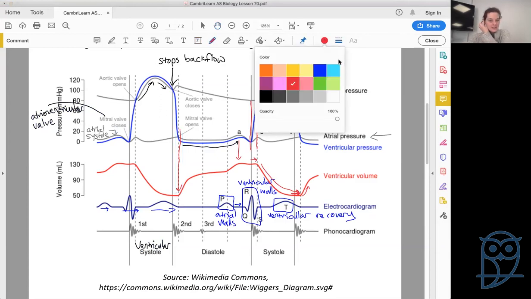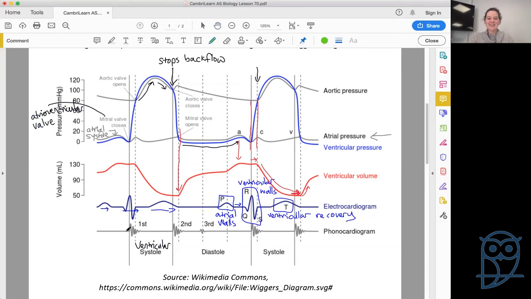Seeing as he has gray again, let's be a little bit more colorful. We'll do him in green instead. Okay, so your phonocardiogram is down here at the bottom. So cardiogram, we're measuring things with the heart. Phono, we're measuring sound. So this is your lub-dub. And what causes your lub-dub is actually your valves closing.